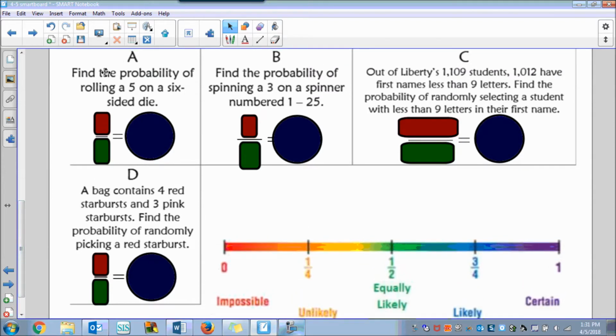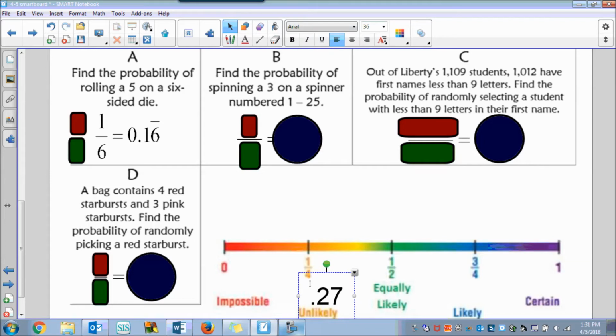So on letter A, the probability of rolling a 5 on a 6-sided die. There is one 5 on a 6-sided die. There's 1 favorable outcome. There's not 5, there's 1 of them. There's one 5 on the die, there's 6 sides, it's a 1 out of 6 chance that that happens. It's really tough for me to picture a fraction on here, so I'm going to change that into a decimal. I'm changing that to 0.16 repeated. I know that this decimal is 0.25. I know that this one is 0.50.